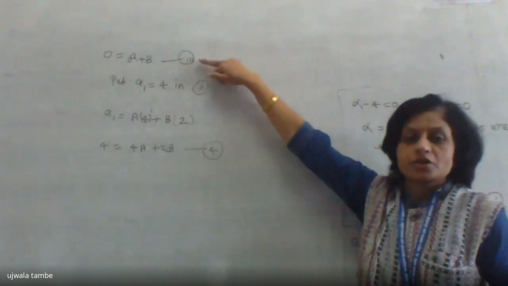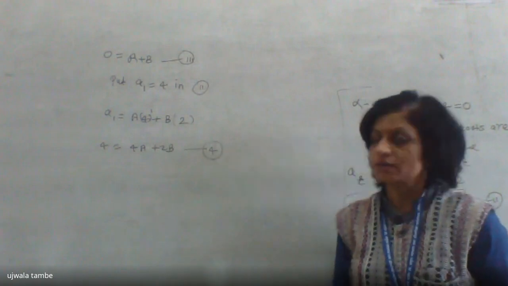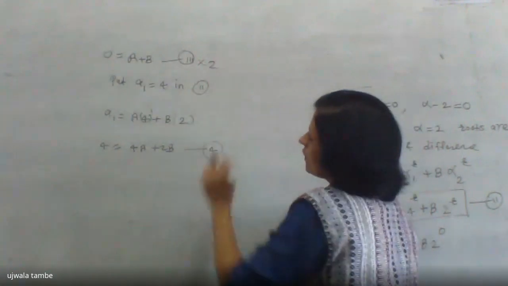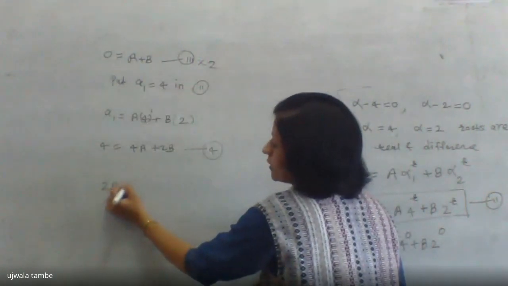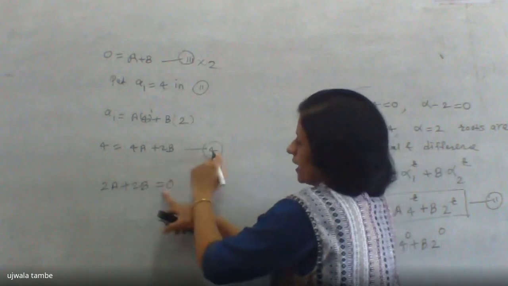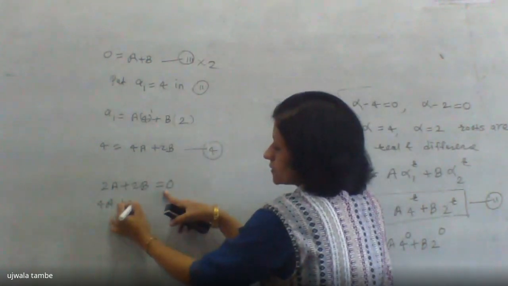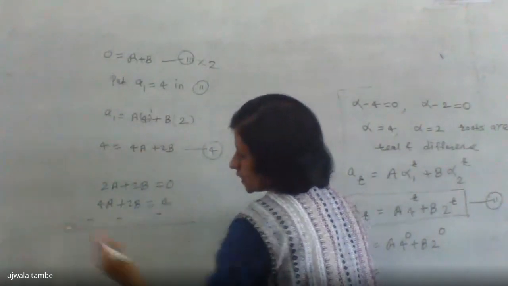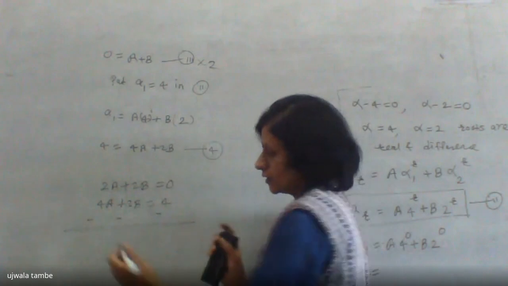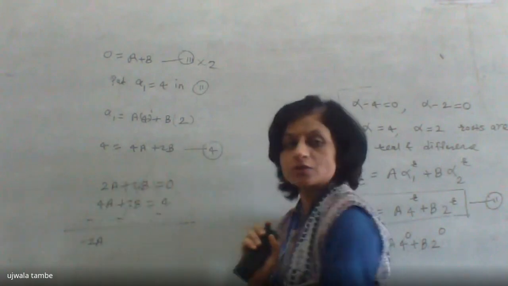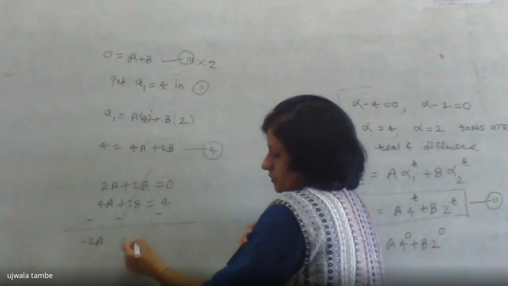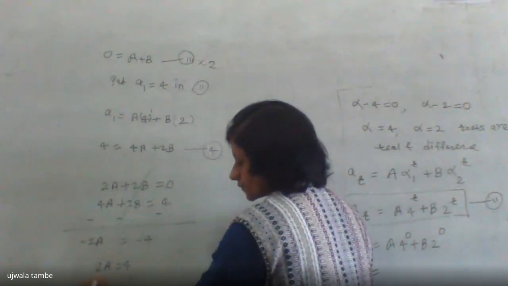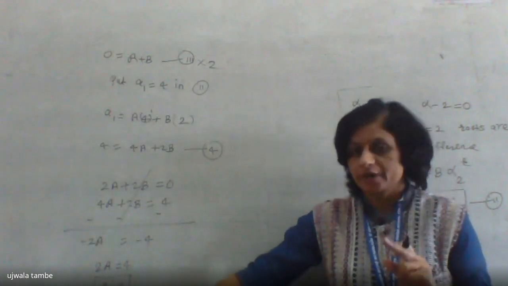And solving equations 3 and 4 simultaneously. Multiply equation 3 by 2, that is 2a plus 2b is equal to 0, and equation 4 is 4a plus 2b is equal to 4. Opposite signs: 2a minus 4a is minus 2a, plus 2b minus 2b get cancelled, is equal to 0 minus 4, minus 4. 2a is equal to 4, therefore the value of a is 2. We get one arbitrary constant.